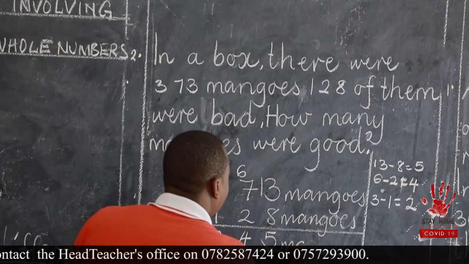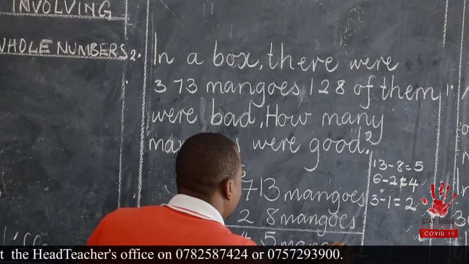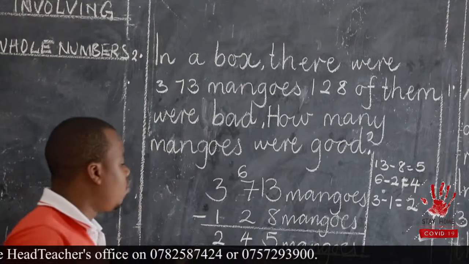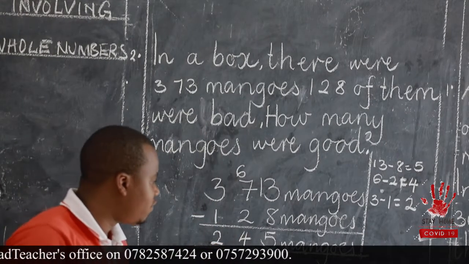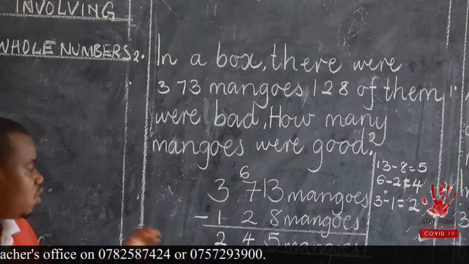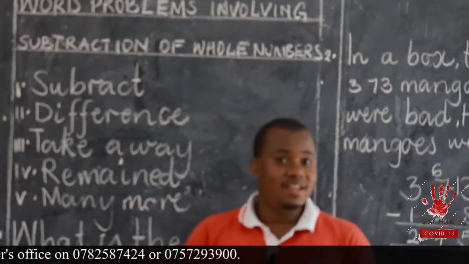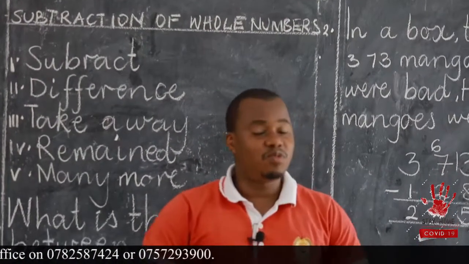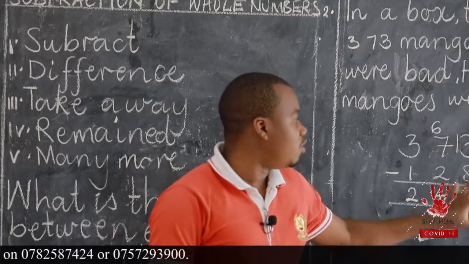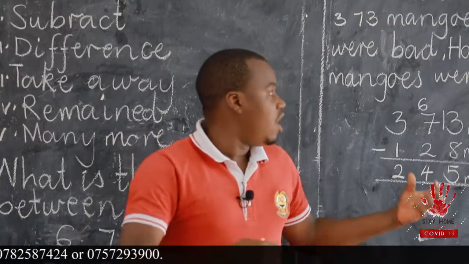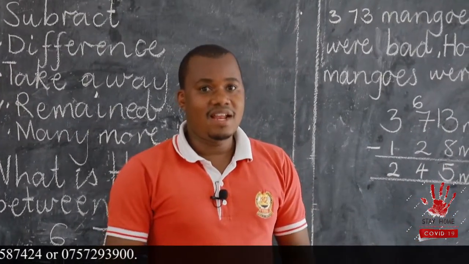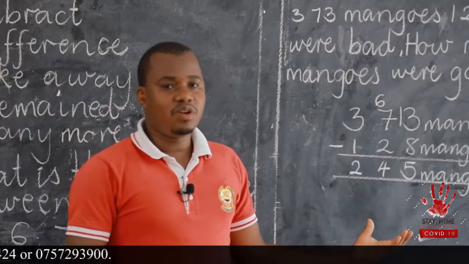Then I will say mangoes. So how many mangoes were good? 245 mangoes were good. So my lovely children, we are going to stop there for today because we have done a lot of subtraction. What you do, read the question, understand, and then just subtract.